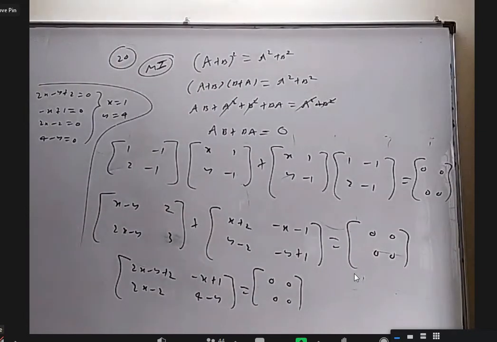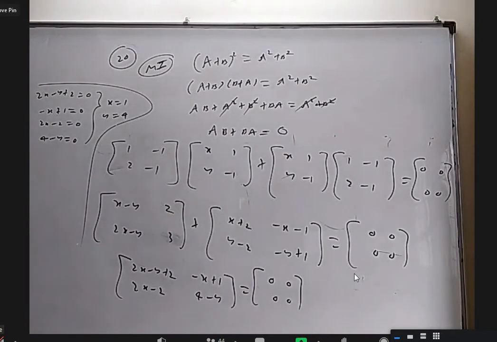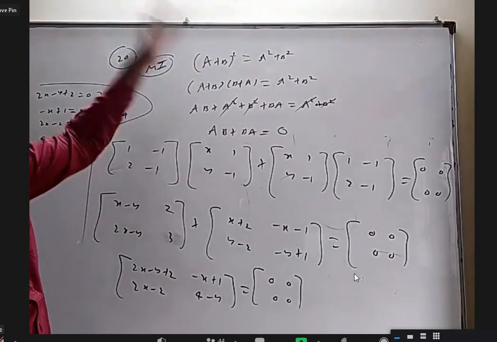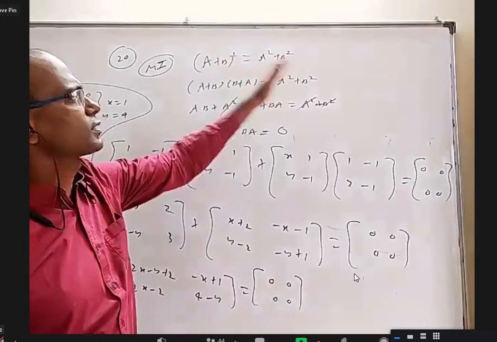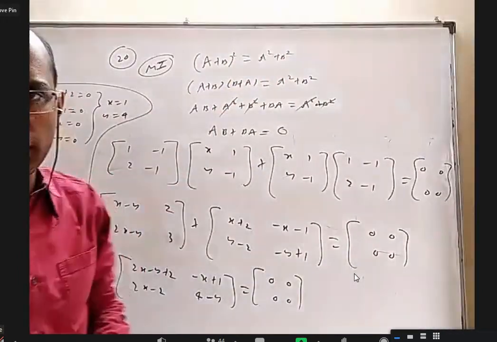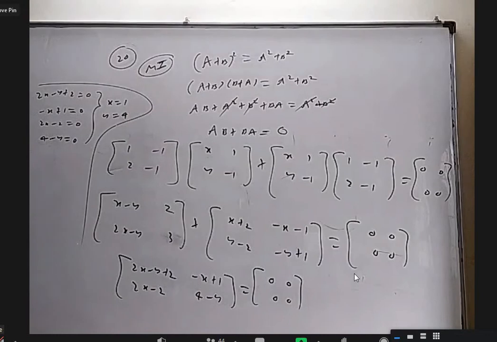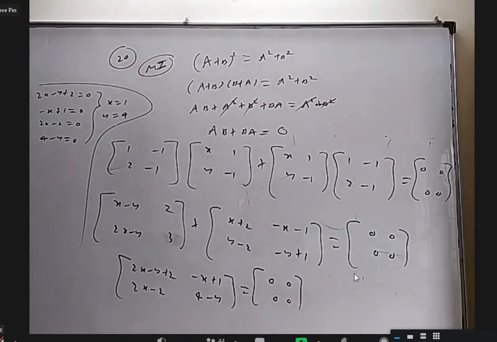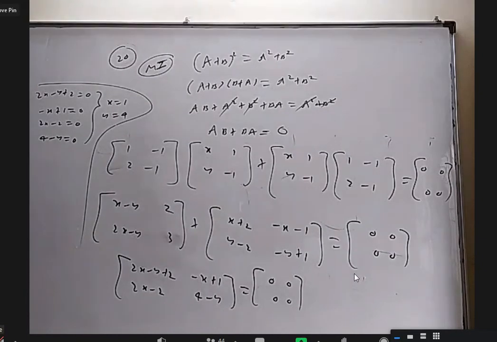Okay. Sir, can we do it by finding A square, B square, and (A plus B) whole square? Yes. First we add A plus B, find the square of that, find A square separately, B square separately, add them, and then equate, and we'll also get it. That's why I wrote method 1. We'll also do that. Okay.